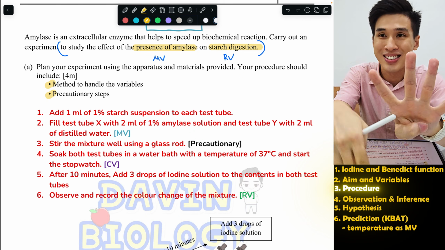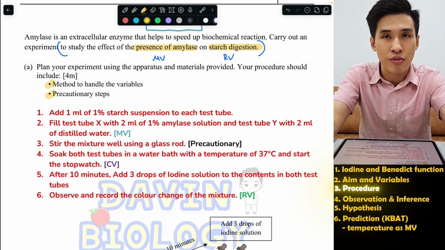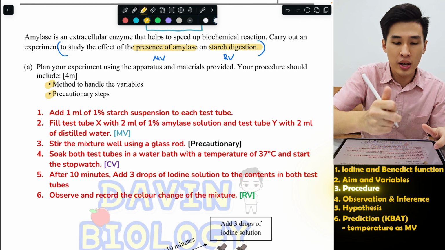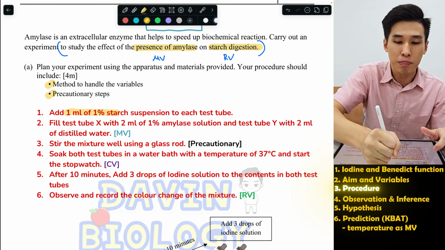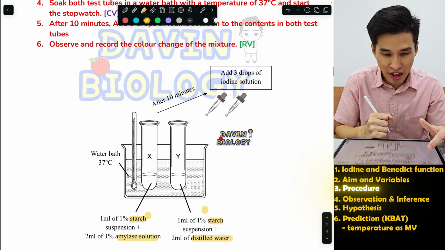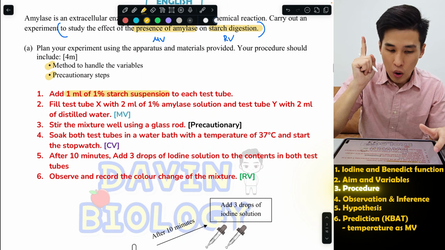These 4 only will give you marks, the rest no marks. But you still need to write the rest to complete the procedure. So first, to both test tube X and Y, I add 1 ml of 1% starch suspension. Okay, I put starch first. Then, the next thing is different already.